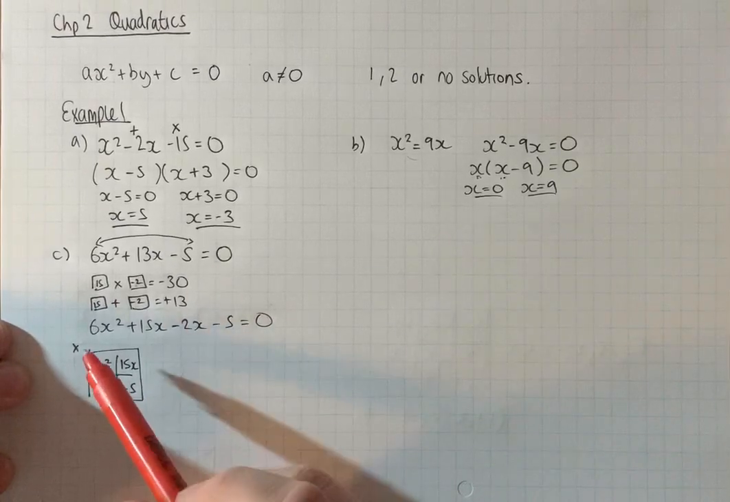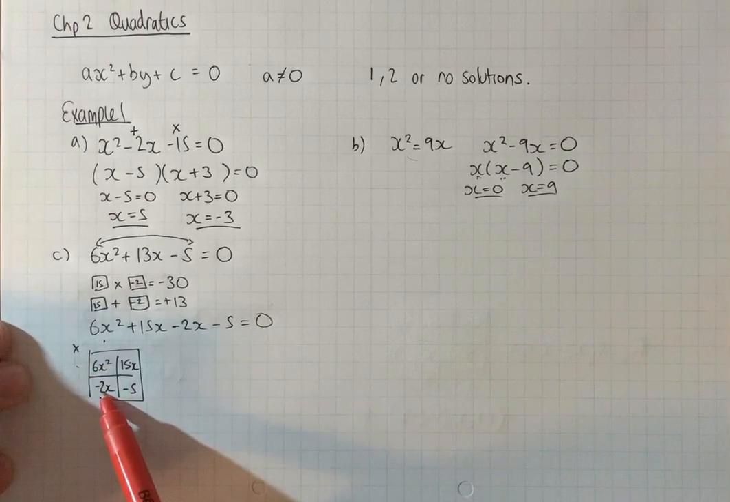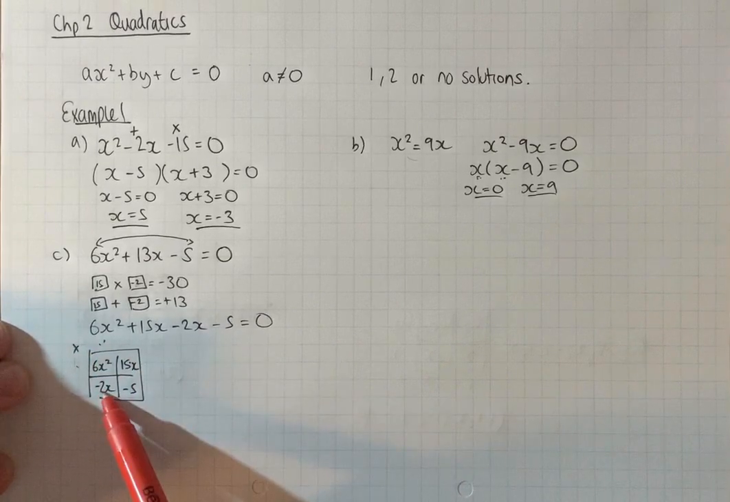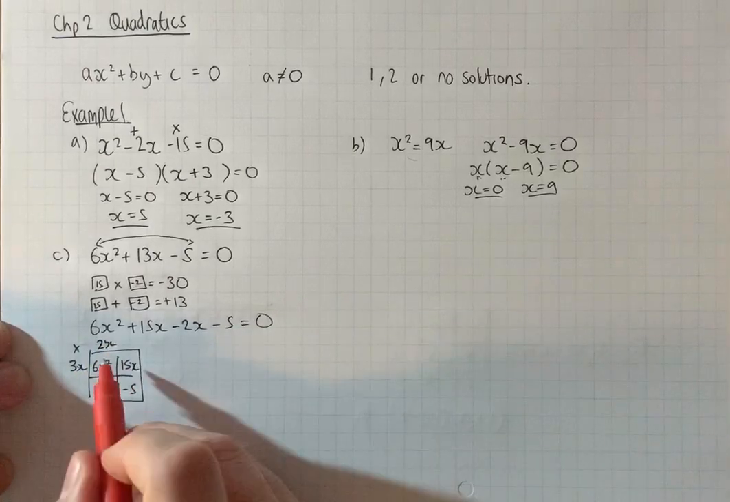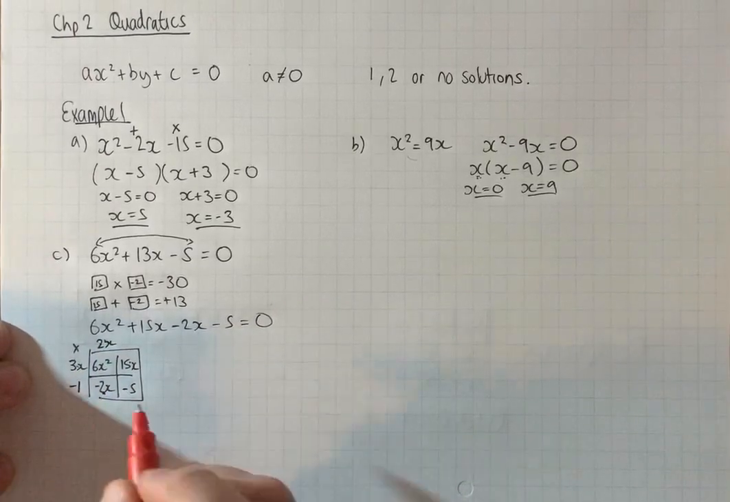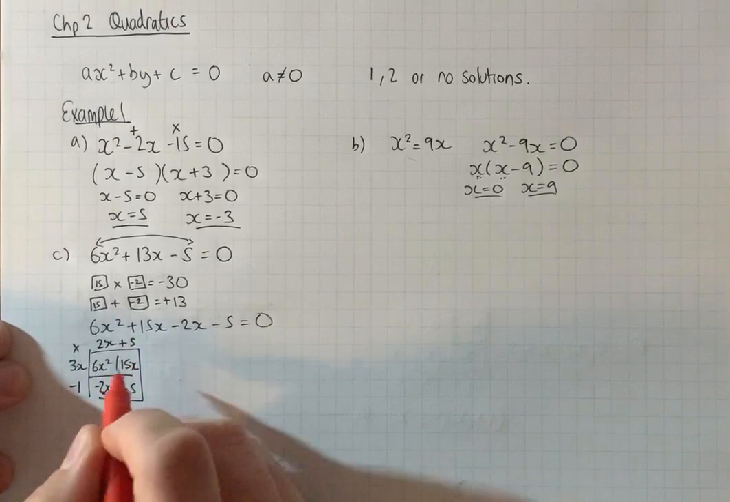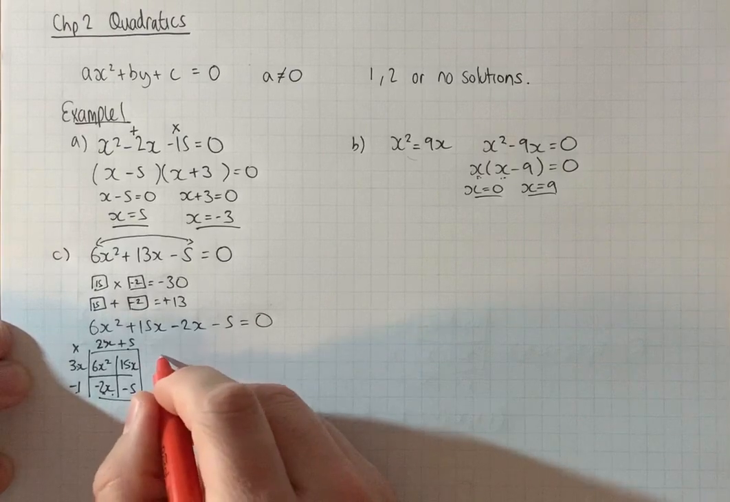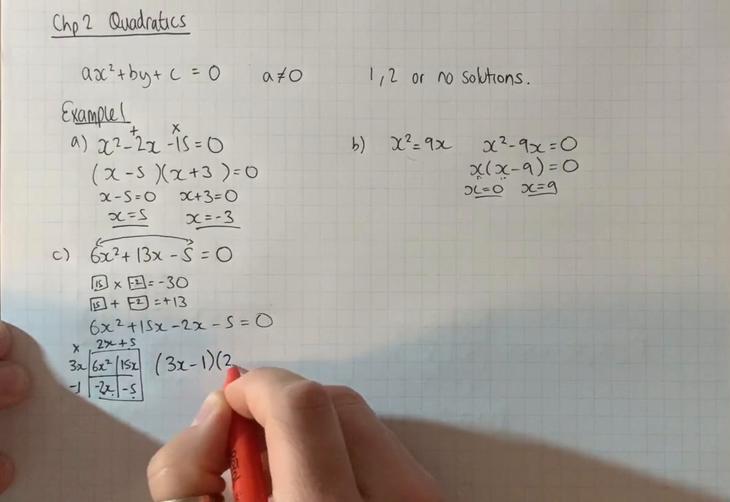Now it can't be 6x and x, because 6x doesn't fit into 15x and 6x doesn't fit into 2x, so it must be 3x and 2x. 3x doesn't fit into 2x, so 3x must go here, 2x must go here. And then 2x times negative 1 is minus 2x, 3x times 5 is 15x, and then just check, minus 1 times 5 is minus 5. So this factorises as (3x − 1)(2x + 5).